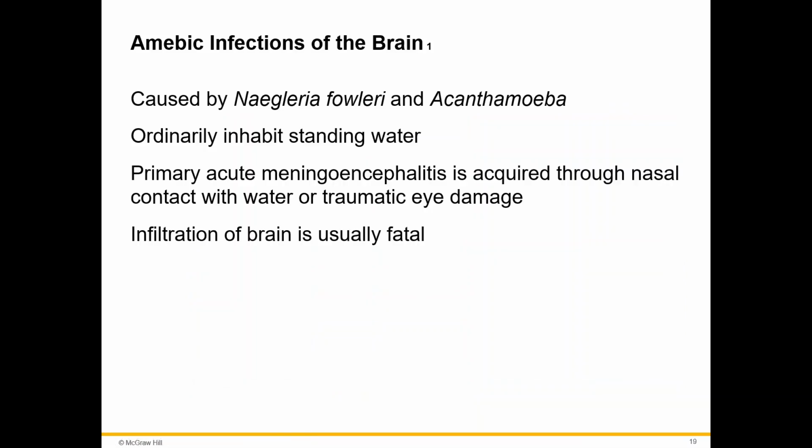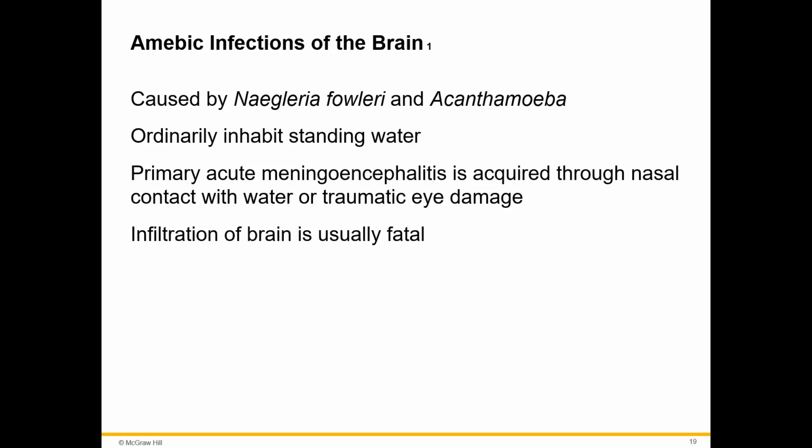And with that, let's move on to amoebic infections in the brain. Okay, and so we have 2 different organisms that can cause this. We have one, Naegleria fowleri, and then we have Acanthamoeba. Okay, and these 2 organisms will usually inhabit standing water. So usually water that's been kind of warm. There hasn't been any stirring of the water, so there's not a lot of flow going on, and it's just been kind of sitting there.